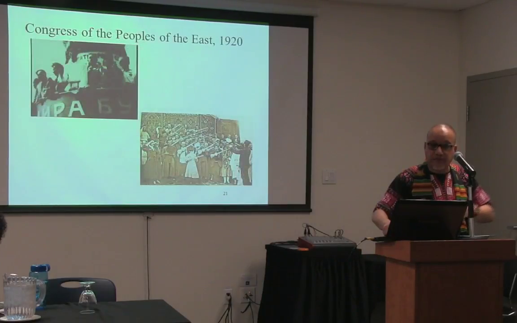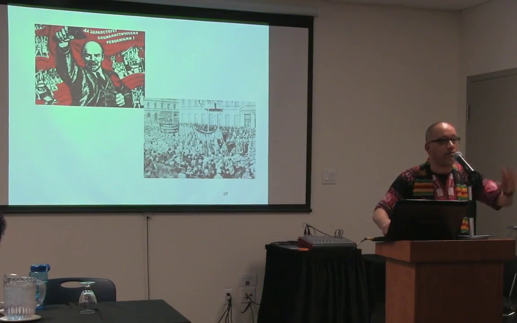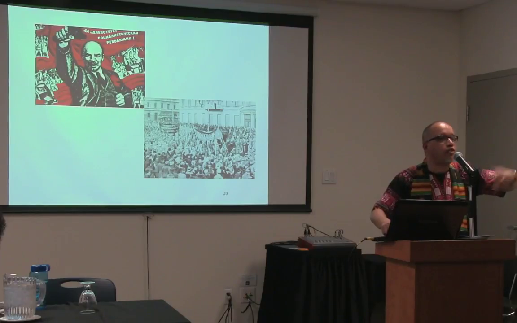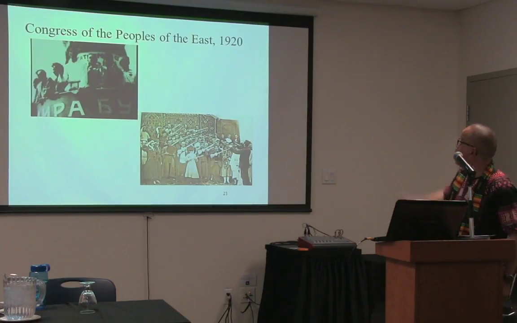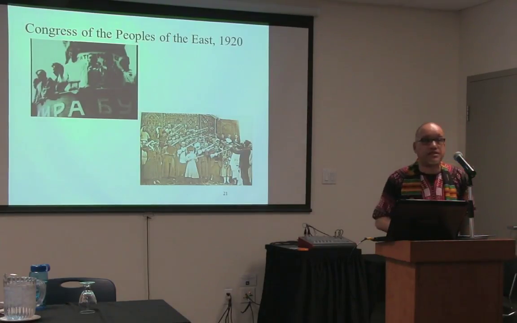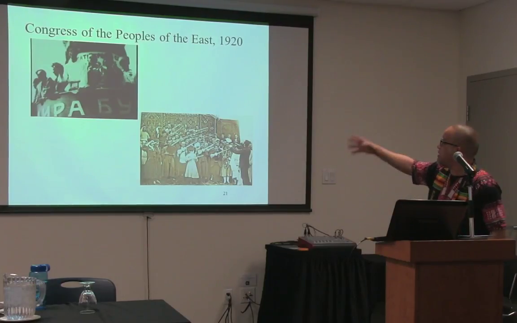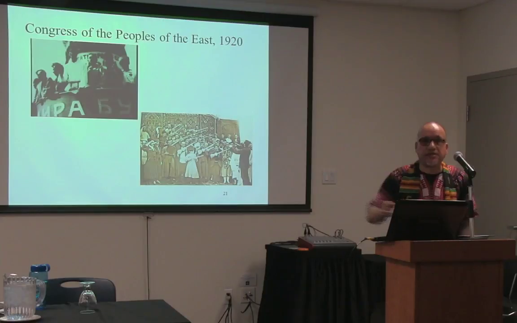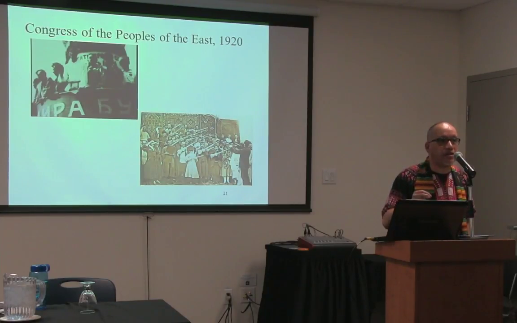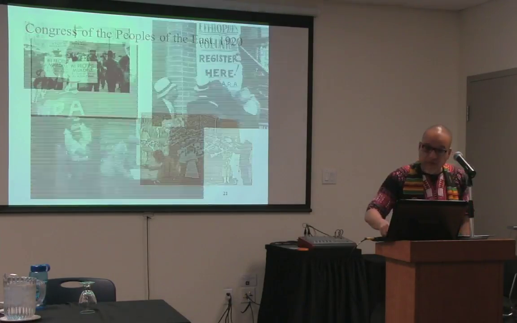And so, for example, one cannot talk about Pan-Africanism in the 20s and the 30s if we don't talk about the impact of the Russian Revolution. I can expand on that later. This is a picture from the Congress of the Peoples of the East in 1920, an attempt to bring people together from all the colonial countries. It's sort of misnamed the Congress of the Peoples of the East, but it was meant to bring all the colonial peoples together to actually struggle against European control.